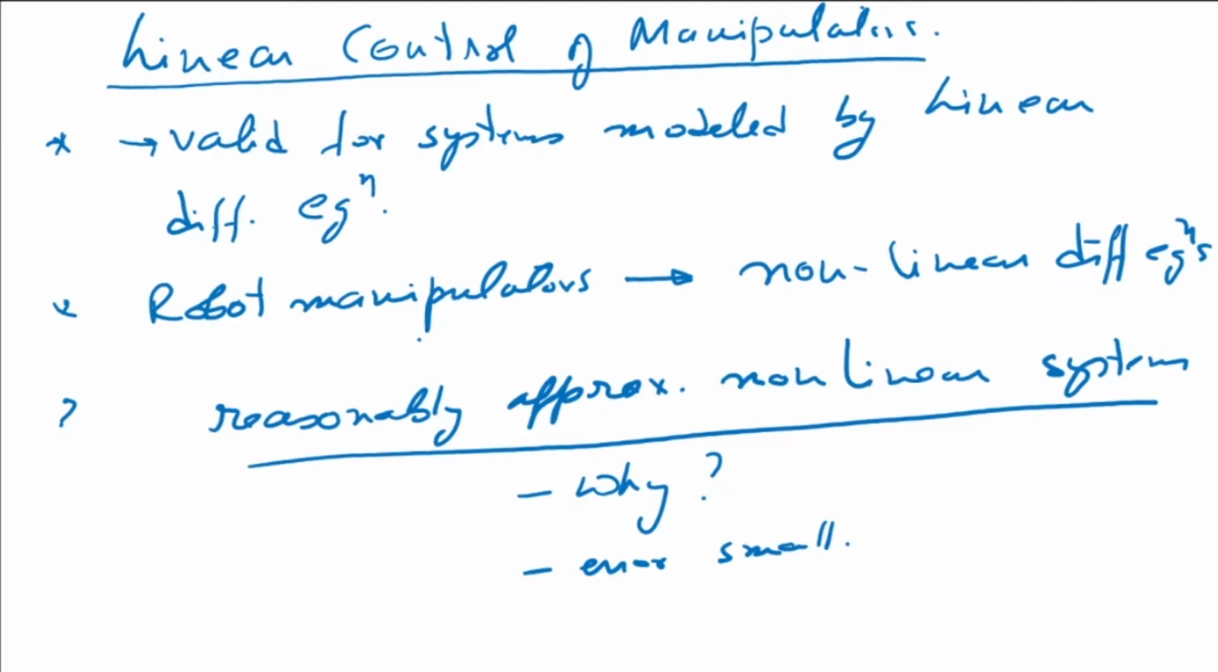Now let's move forward and try to see what the controller should look like, and try to design such controllers. One way of trying to control the robot manipulator could be by using a trajectory generator. So we have a trajectory generator.